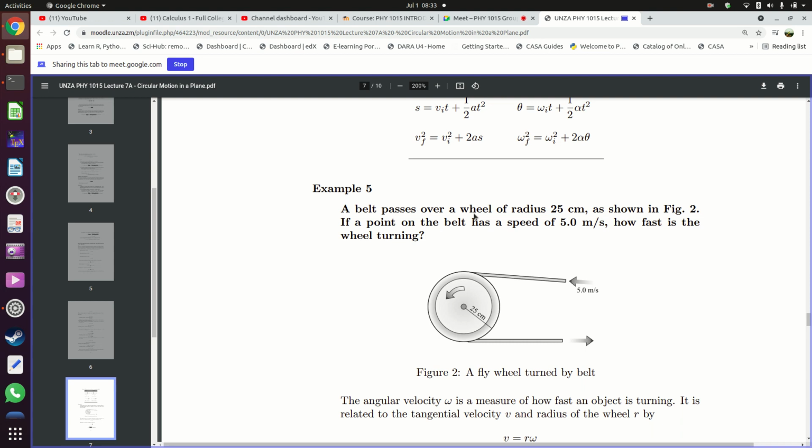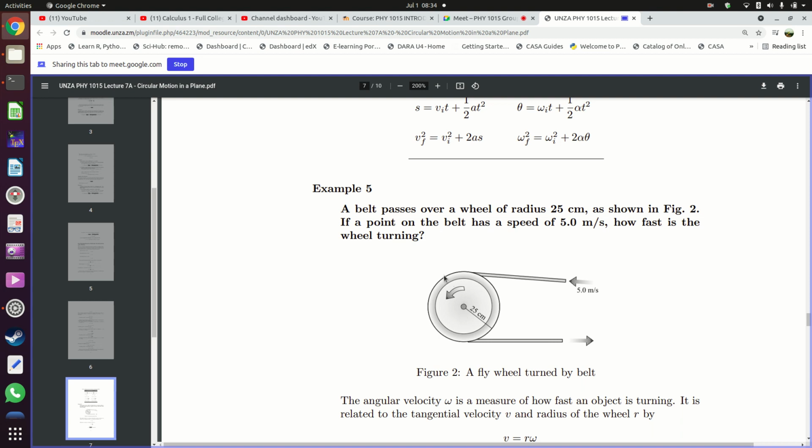So here we have a fan belt passing over a wheel, like in the case of maybe some kind of simple engine, and this flywheel has a radius of 25 centimeters. Any point on this belt, for most of the time, is moving in a straight line. So there's linear velocity there, but it's connected to this thing which is rotating. So the motion of the belt is connected to the rotation of this wheel here.